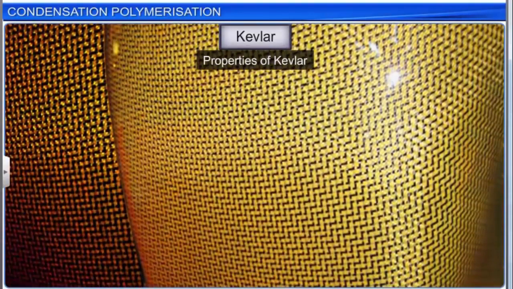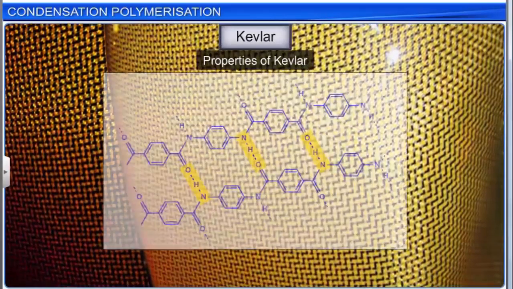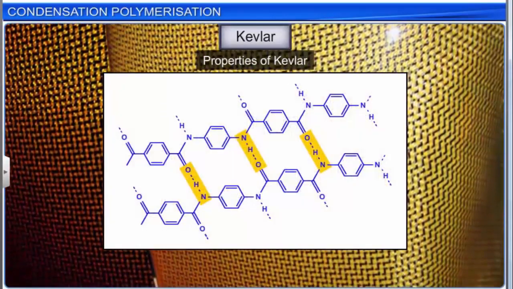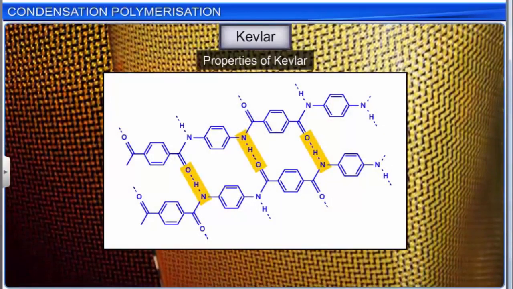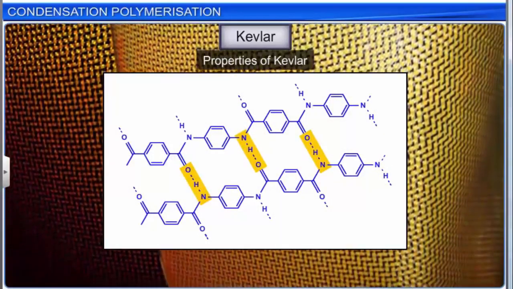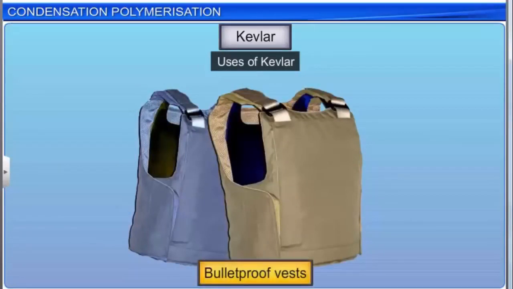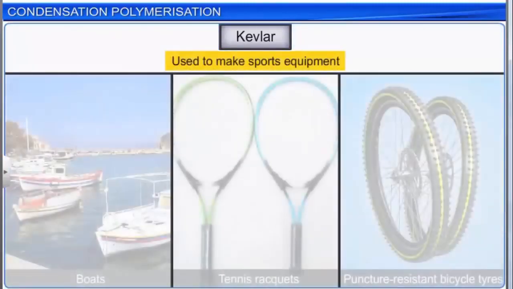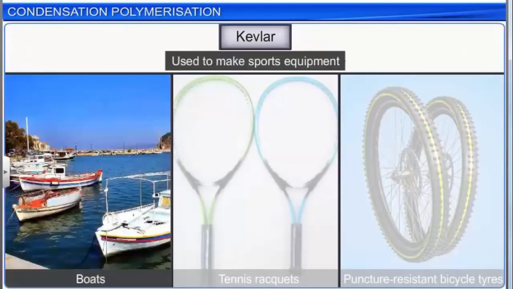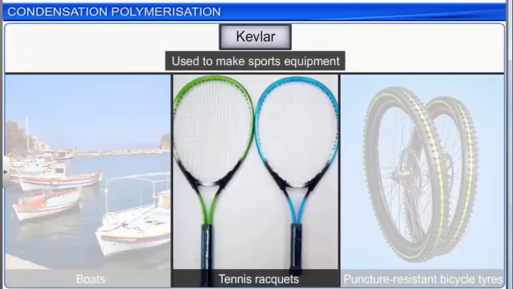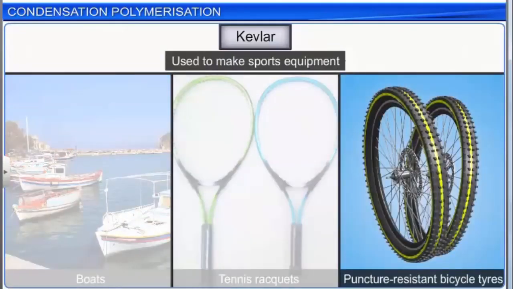Kevlar fibers are very strong as many hydrogen bonds are present between the chains, as shown in the illustration here. Kevlar is used to make protective gear, including bulletproof vests. It is also used to make a variety of sports equipment, including boats and tennis rackets. Besides, puncture-resistant bicycle tires.